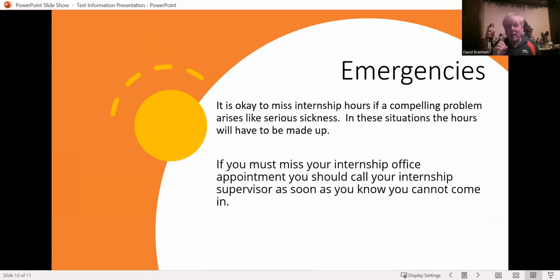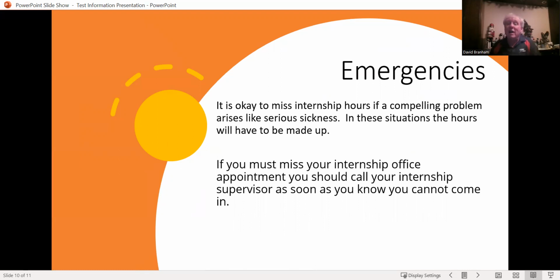Emergencies. It is okay to miss internship hours if you have a compelling problem, like a serious sickness, or somebody in your family who depends on you, like a child or an elderly person. If they need your attention, it's okay for you to miss your internship. Pick up the phone, call your supervisor and say, I'm sorry, this is what's going on. I won't be able to make it in today.